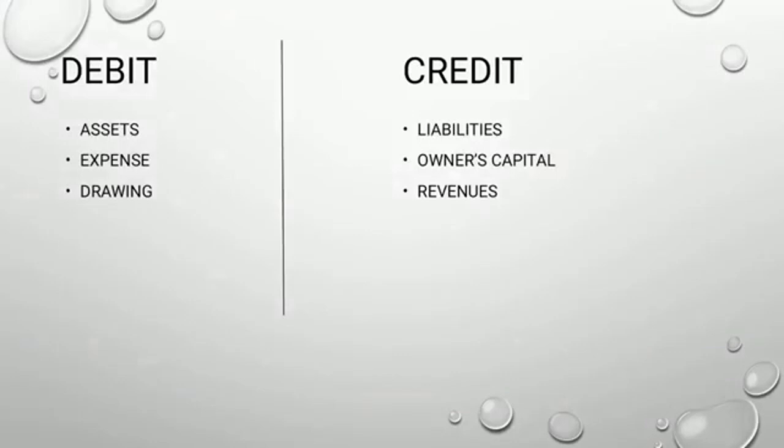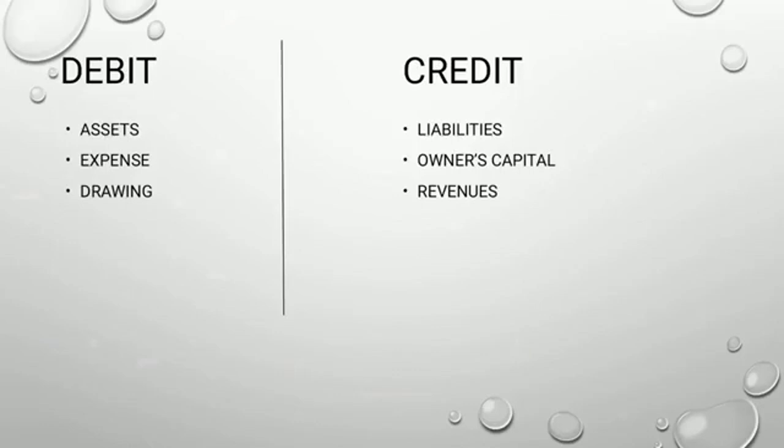Here you can see debit and credit side. On my left, here is debit. Below that you can see asset, expense, drawing. Means if any of them increase, that will go to this debit side. If any of them decrease, then that will go to the credit side.